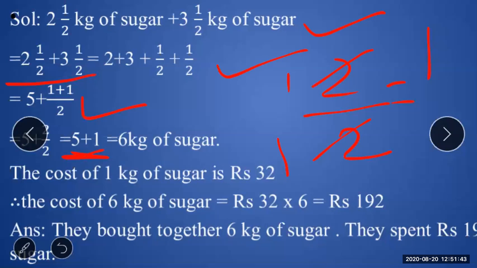So all together they have how much sugar? 6 kg of sugar. Now here they told us that the cost of 1 kg of sugar is rupees 32. So we have to find the cost of 6 kg of sugar, which is equal to 6 into 32. By multiplying 6 into 32, we get the answer rupees 192. So all together they bought 6 kg of sugar at the cost of rupees 192. I hope you people have understood. Just copy it down.